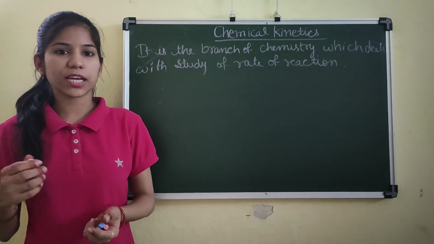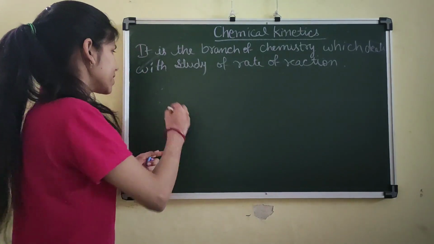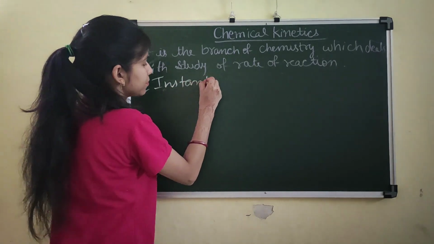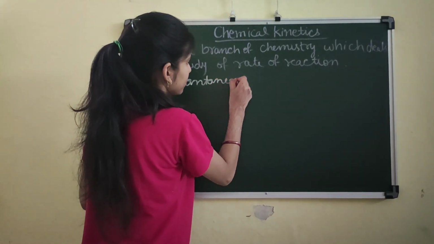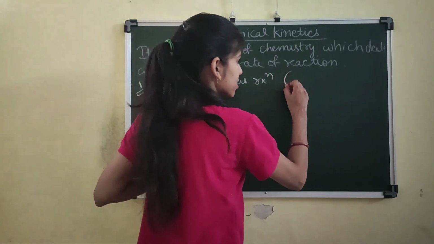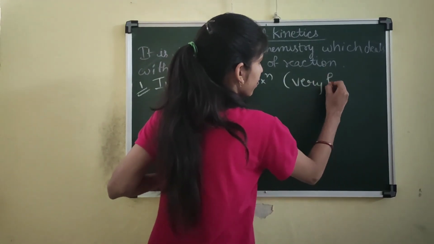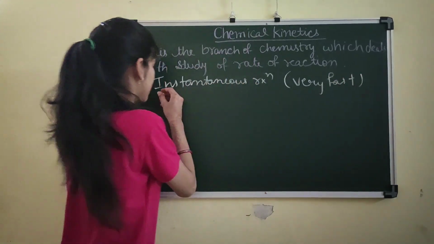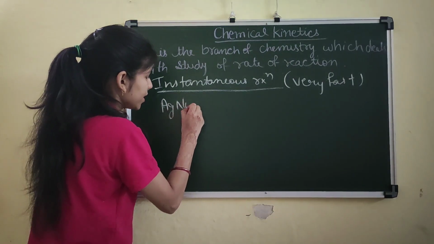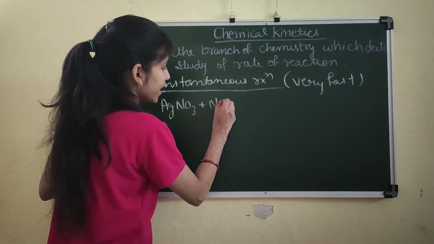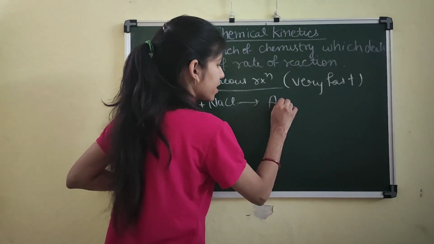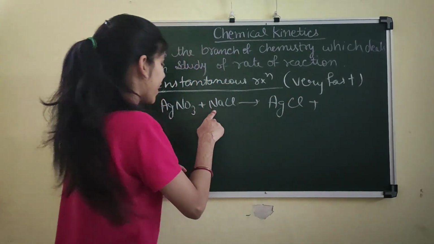And there are various types of reaction present. First is instantaneous reaction. In this, the rate of reaction occurs very fast. For example, AgNO3 plus NaCl form AgCl plus NaNO3.